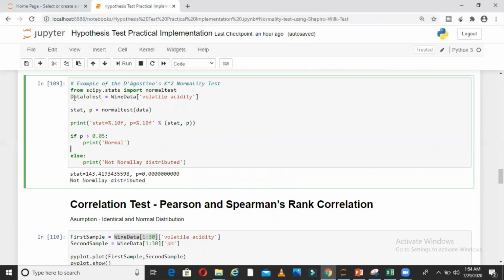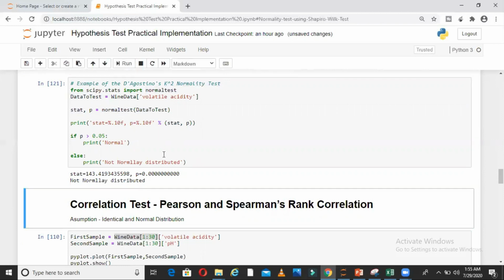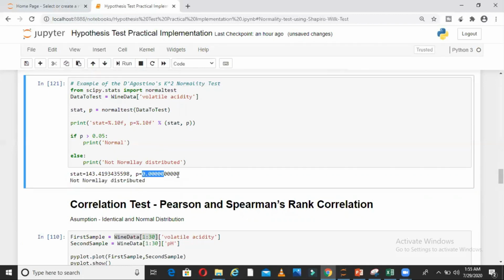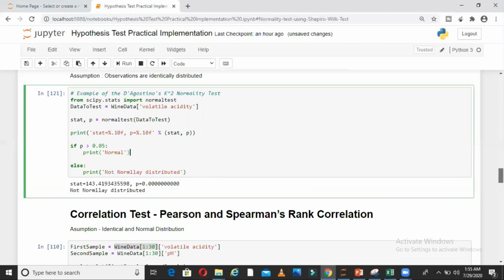So here I am just recreating data to test because I had overwritten that data with the normally distributed data. I am re-importing this package normal test, so this will do the k square normality test. The same way, you just run stat.p normal test. Actually here it should be data to test, okay, on this test, and then it should say not normally distributed, right, because our p-value is again very low. So these are two of the tests for normal distribution.